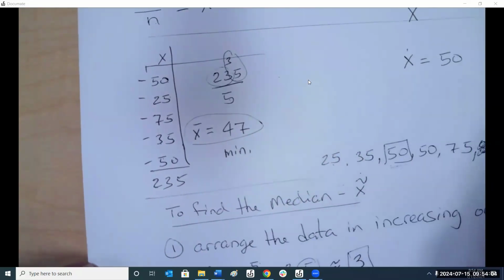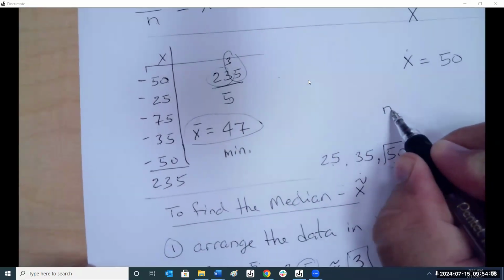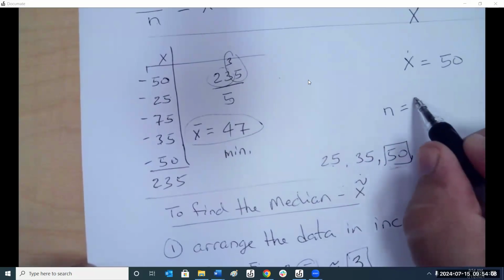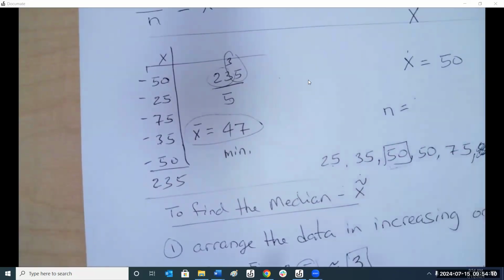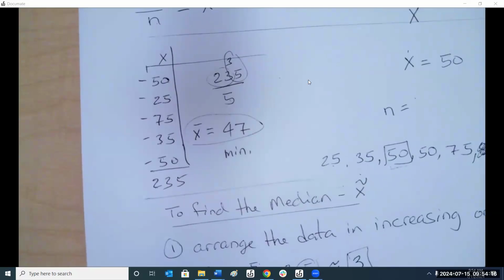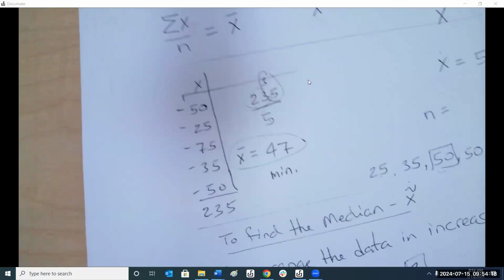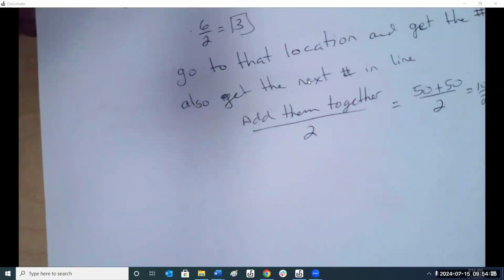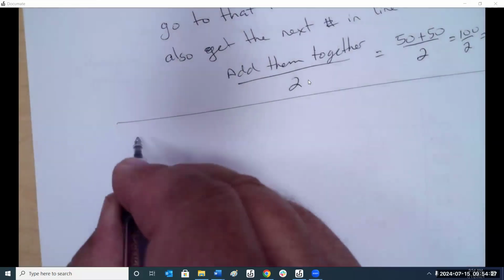And remember what the formula for N was? What does N represent? The number of data points. Just count them. All right, so there you have the formulas for mean, median, mode. So let's look at example 1. This is a bigger data set.